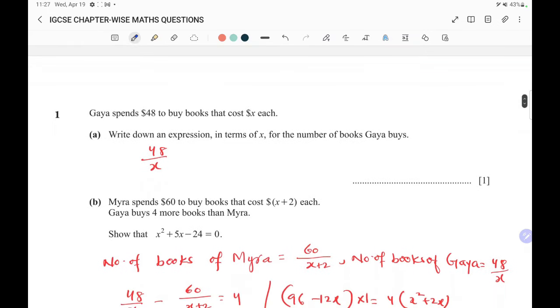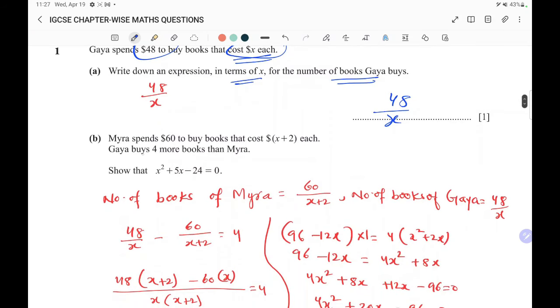So now this is question number 1 that says Gaia spends $48 to buy books that cost X dollar each, right? So one book is X dollar, so $48 Gaia spends to buy books. Write down an expression in terms of X for the number of books. Yeah, so for one book that is X dollar and the total amount he has paid $48, so just divide 48 over X. This will be number of books. Now, Myra spent $60 to buy books that cost X plus $2 each.